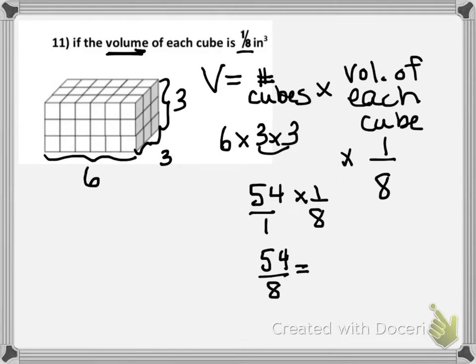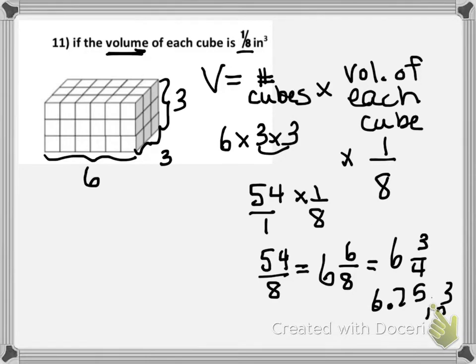And let's see, 8 goes into 54 6 times, that's 48. So it'd be a difference of 6. So we'd have 6 and 6/8, which is the same as 6 and 3/4. Or 6.75. And that's inches cubed for our units.